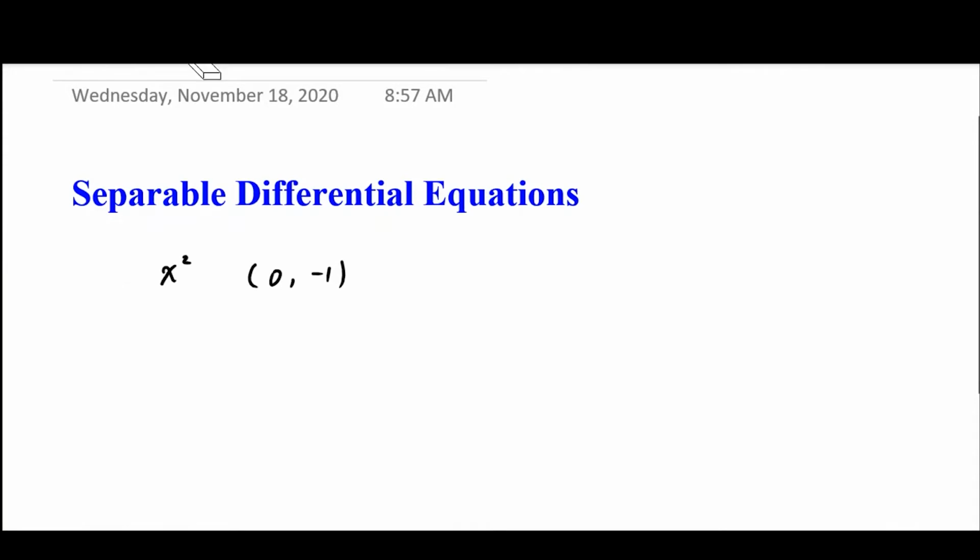See, screw up right off the bat. What I meant to say was dy over dx is equal to x, right? So we have some kind of derivative and some kind of x and y, but in this case, it just has x, so that makes it easier. How do we solve such a thing?